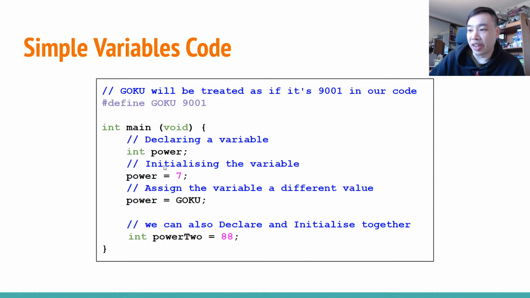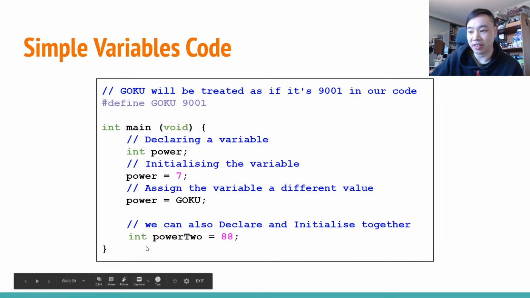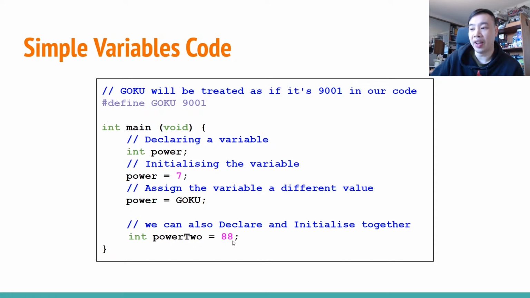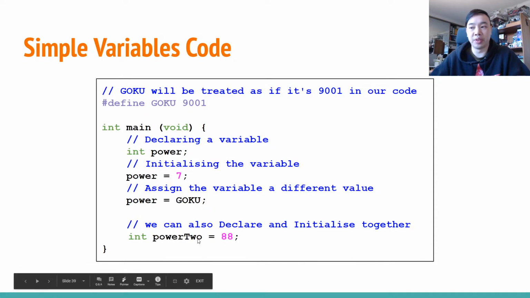Then there's other ways of using variables. We can declare a variable, we can change a variable's value, we can use the value in the constant and assign that to a variable. So power here would be equal to 9001. If we want to declare and initialize a variable all at once, we can declare the variable by its type and its name and then its value, so that it'll always have a value.